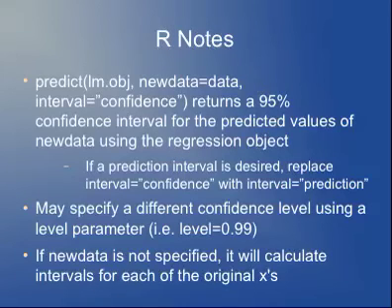And in general, if you say predict(lm.object, newdata = whatever, interval = confidence), that'll give you 95% confidence intervals for the predicted mean values of new data using this regression object. If you want prediction intervals, change interval equals confidence to interval equals prediction. If you want a confidence level other than 95%, you can say level equals 0.99 or whatever. Again, that's not commonly used. And if you don't specify new data, it will calculate this for all the x's that were used to fit the original model.